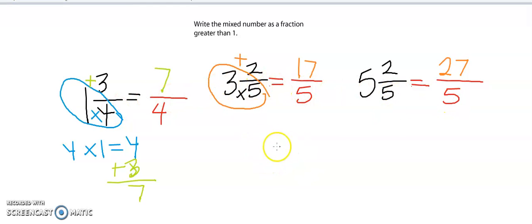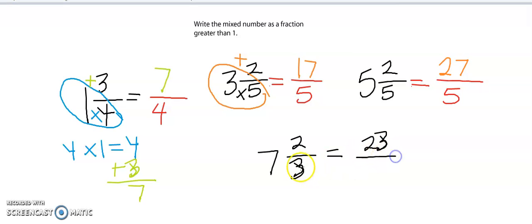So let's look at this one now. 7 and 2/3. 10 seconds, solve. 5, 4, 3, 2, 1, time. 7 times 3, 21, plus 2 more, 22, 23. And remember, our denominator does not change, so there's a 3 here, and a 3 here.